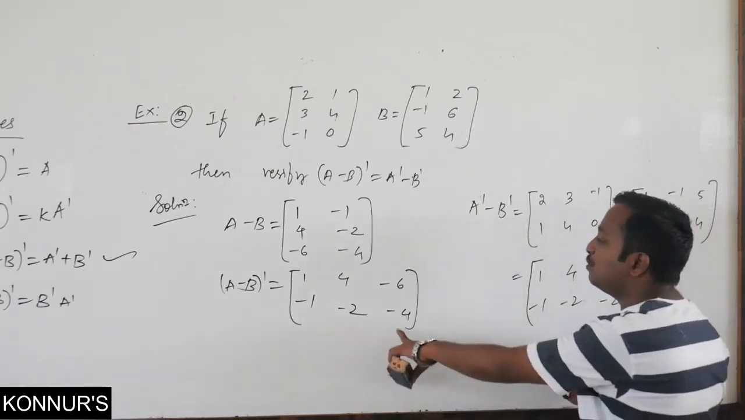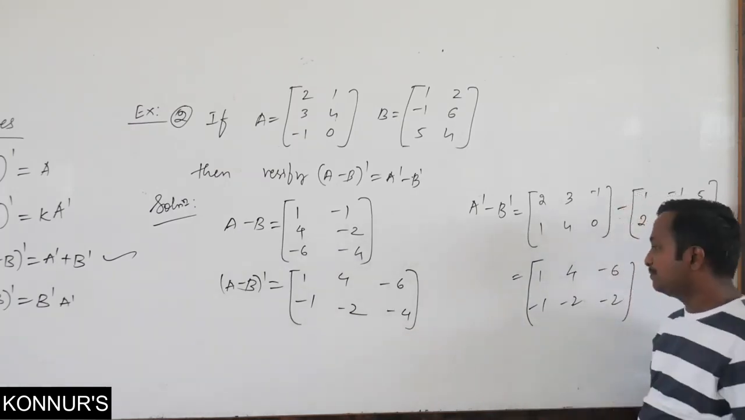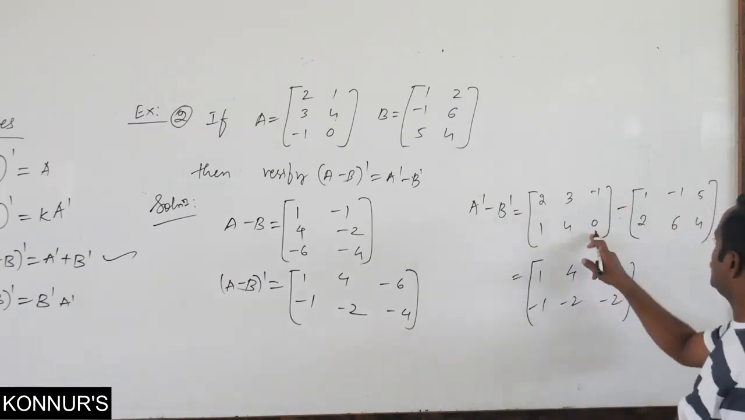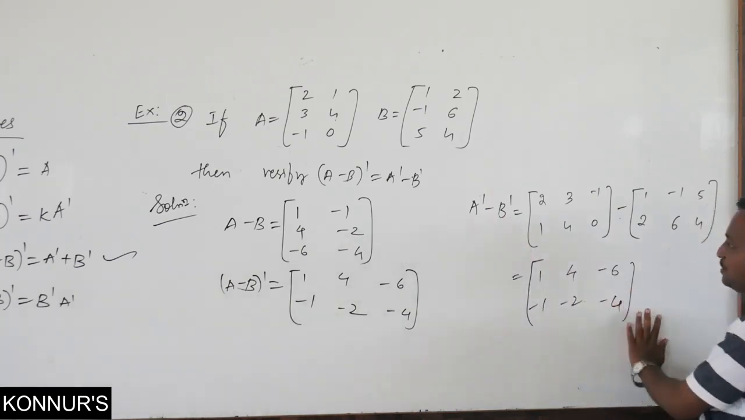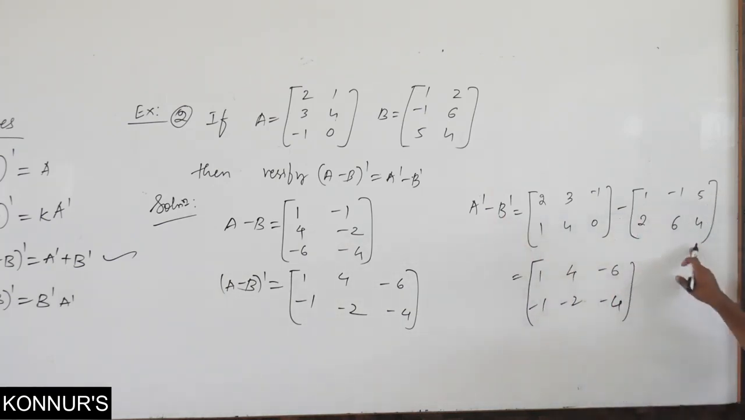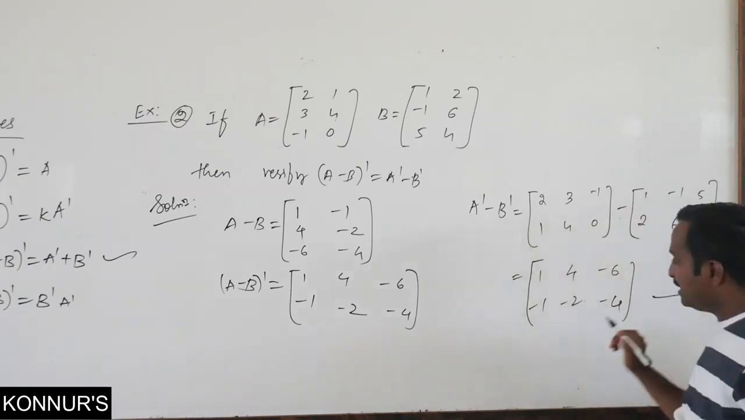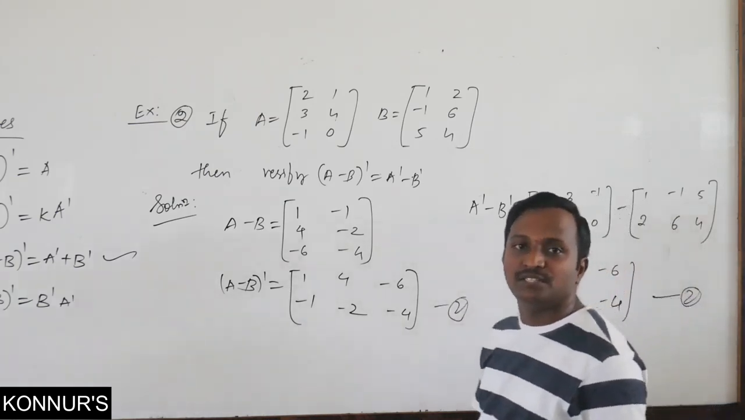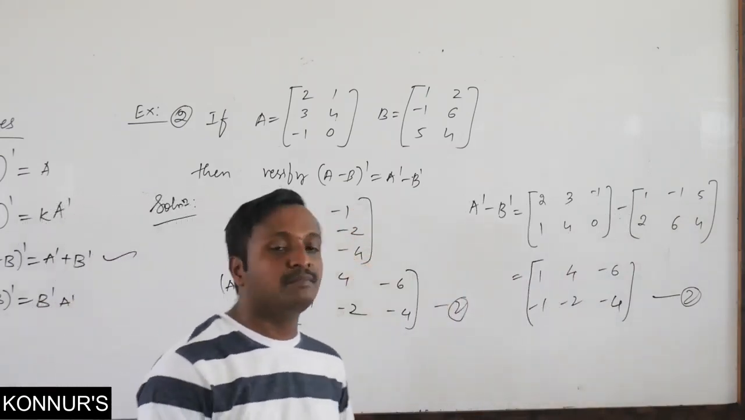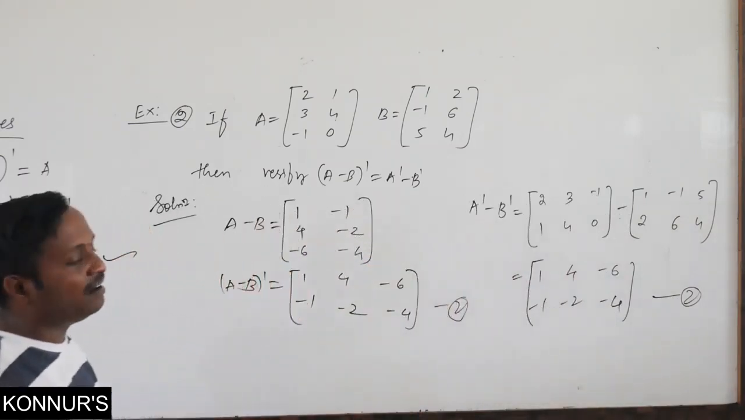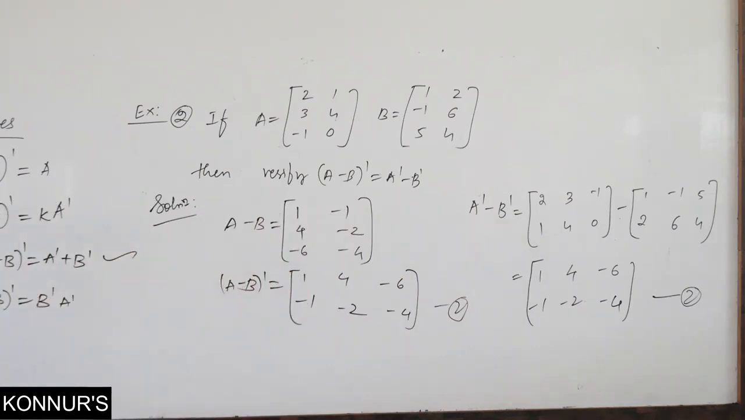Look at this. Both are same or different? Only one variation: 0 minus 4 is minus 4. Verify means it is shown. By looking at this, 1 and 2, A minus B whole dash is equal to A dash minus B dash. This is the answer. Verify means verify.